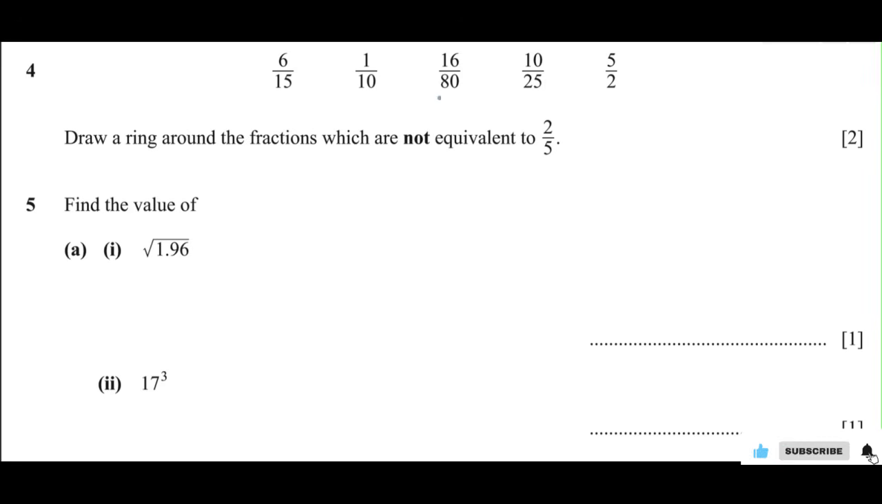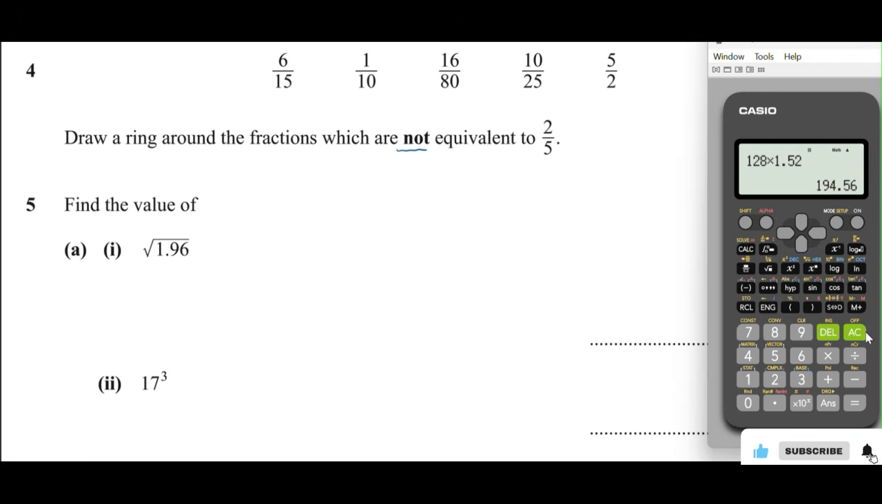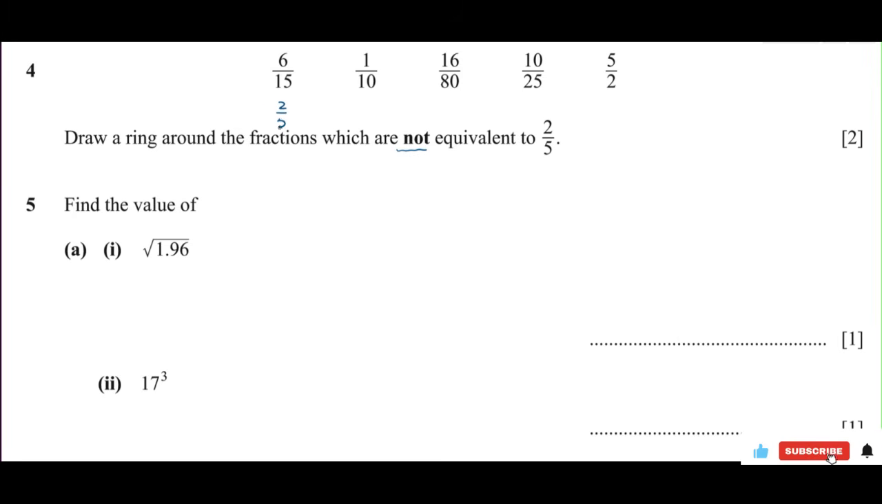Question number 4, we have been given some fractions. Draw a ring around the fraction which is not equivalent to 2 by 5. The fraction which is not equivalent to 2 by 5. Okay, so just use a calculator and figure out which one is equivalent to 2 by 5. So 6 divided by 15. This fraction is 2 by 5. This is equivalent to 2 by 5 when you simplify.